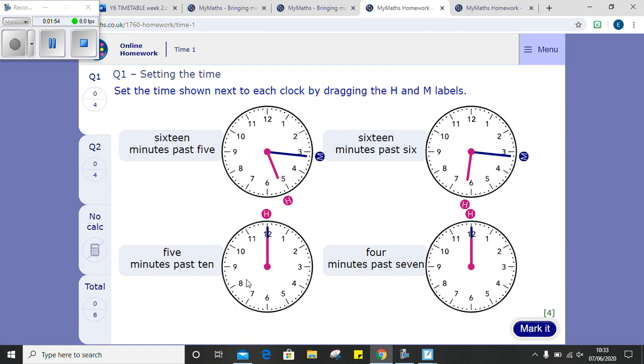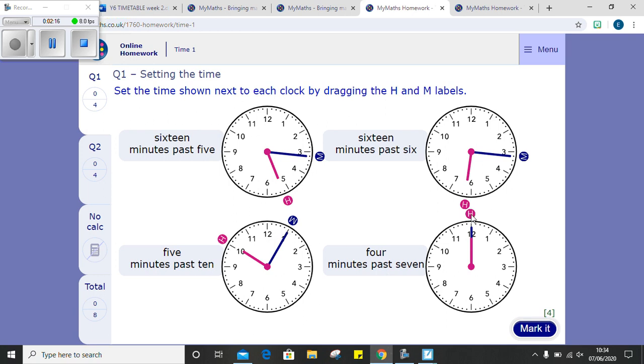Right then, look at this one down here. 5 minutes past 10. So I turn my clock to 10 o'clock, and then I'm making 5 minutes past 10. We've done this one before. Over to the 5 minute little line there. So we've got 1, 2, 3, 4, 5 minutes over.